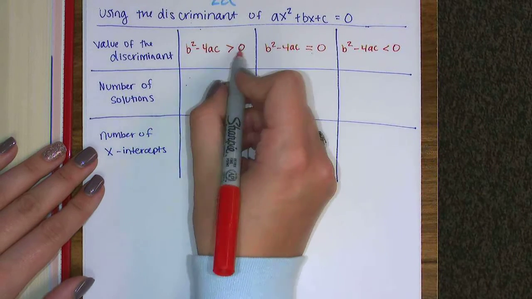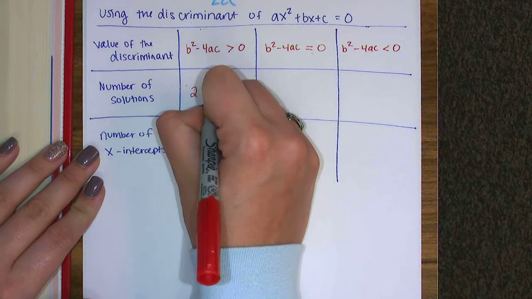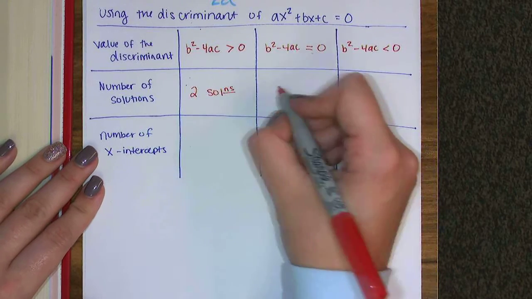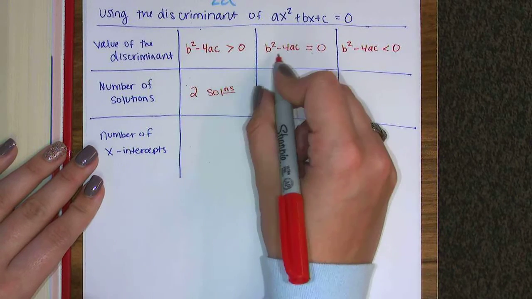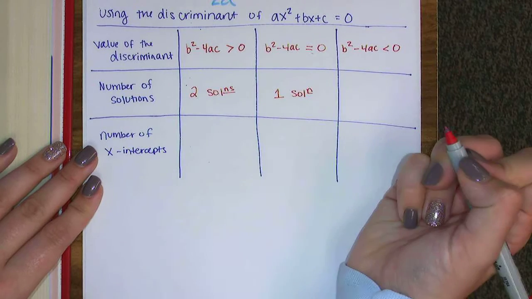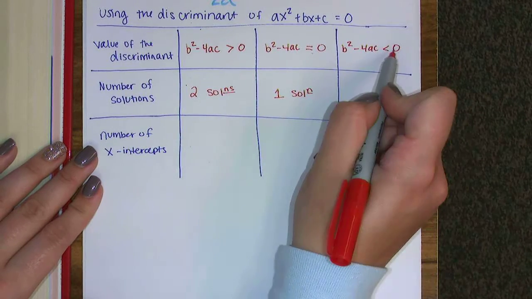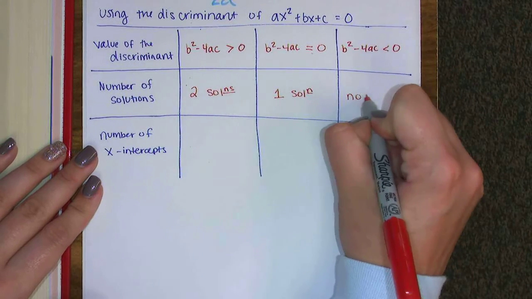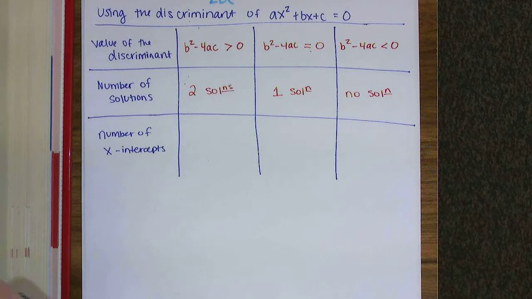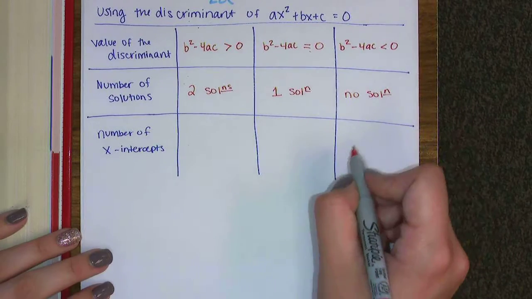So if it's greater than 0, we have 2 solutions. SOLNS means solutions. If it's equal to 0, we have 1 solution. And if it's less than 0, we have no solution. Those are your options. You either have 2, 1, or no.